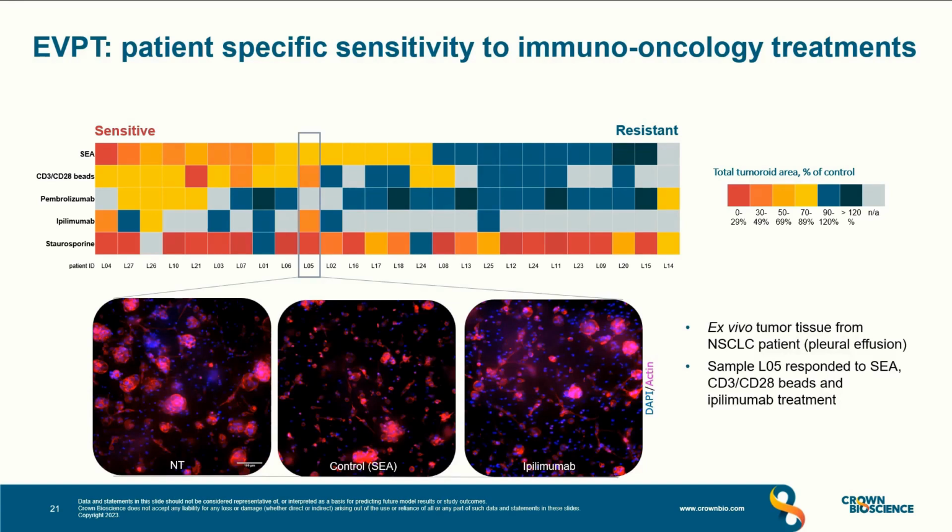If we take a closer look at one of the responder tissues, we can see a highly diverse sample consisting of tumor clusters and supporting cells in a non-treatment control. The treatment with immunostimulatory control superantigen A drastically reduces the number and size of the tumor clusters while increasing the numbers of proliferating single immune cells. A similar but less drastic response was observed with ipilimumab treatment.